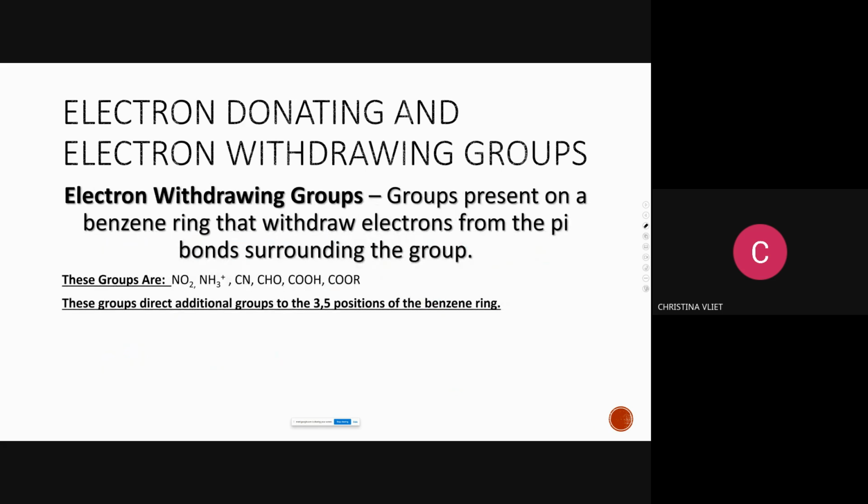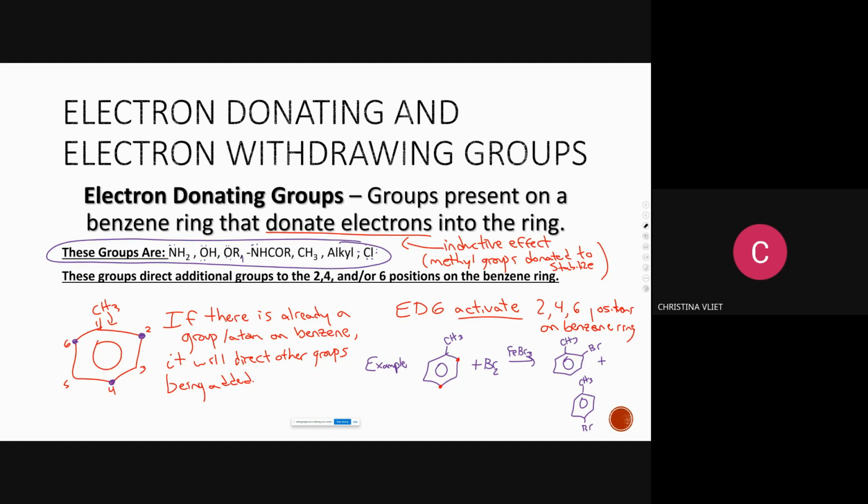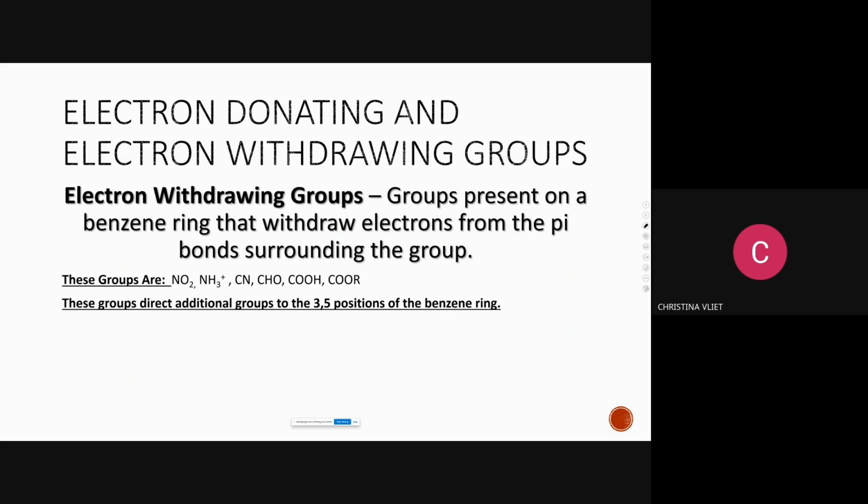All right. So electron withdrawing groups. And we'll see more examples in a little bit. I just want to show you as I'm talking about it as well. The opposite things happen with electron withdrawing groups. Electron withdrawing groups are groups already attached to a benzene ring that, instead of putting electrons into the ring, take electrons out from the ring. So they withdraw electrons from the benzene ring.